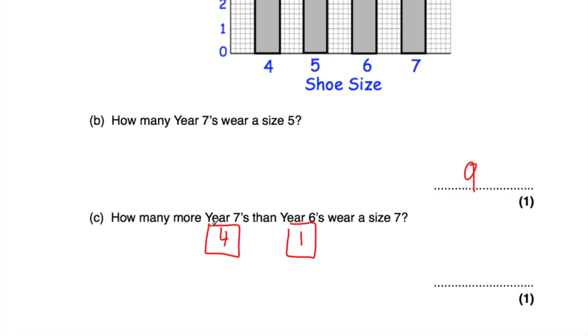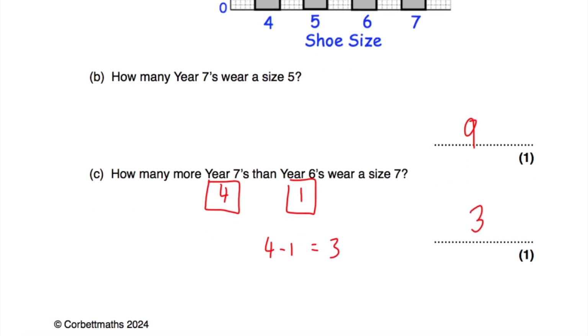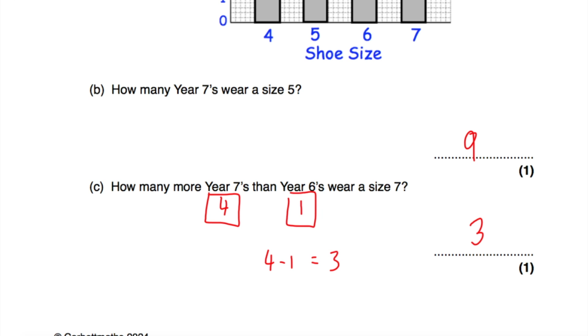It says how many more year 7s than year 6s? You can see it's 3. 4 take away 1 is equal to 3. There's 3 more year 7s than year 6s who wear size 7. So the answer is 3. Okay, let's have a look at our next question.